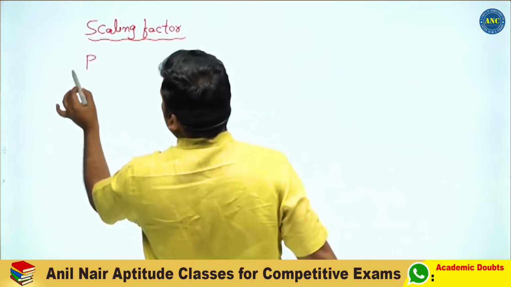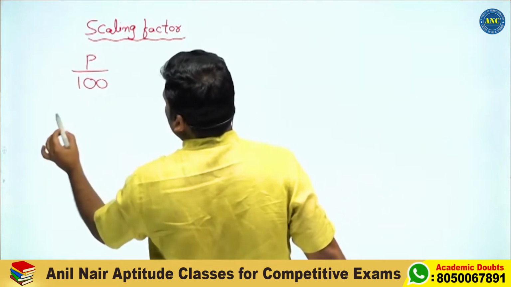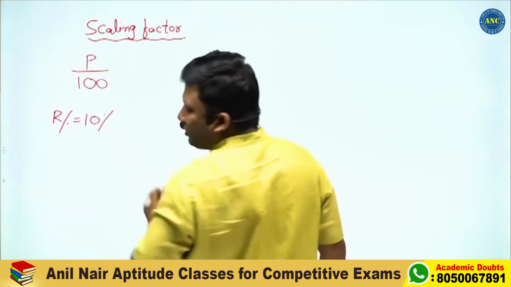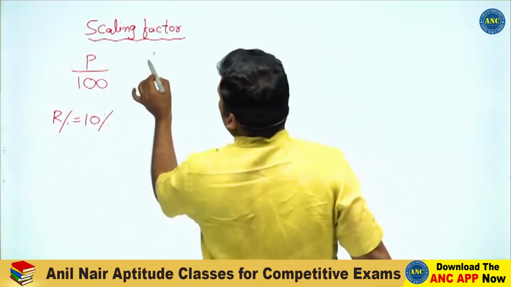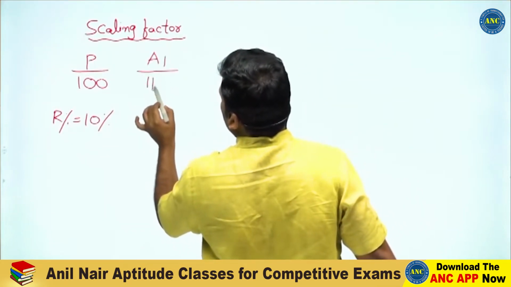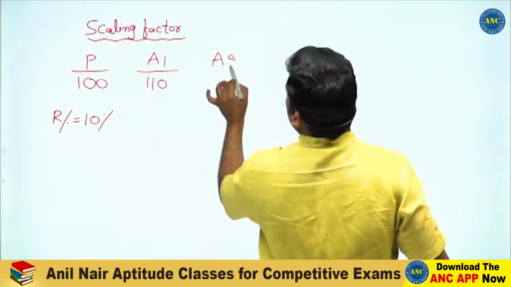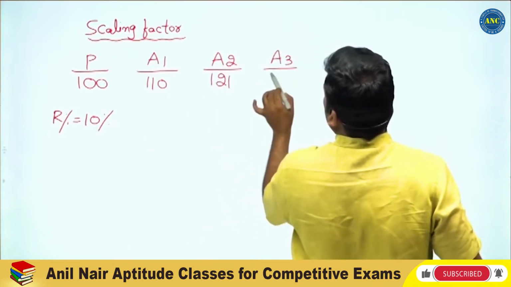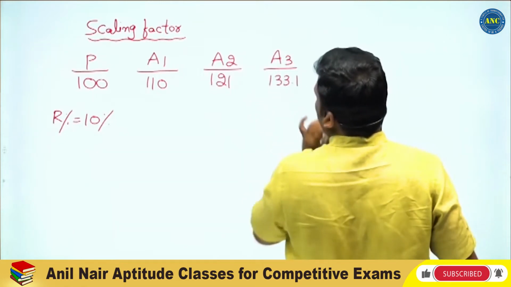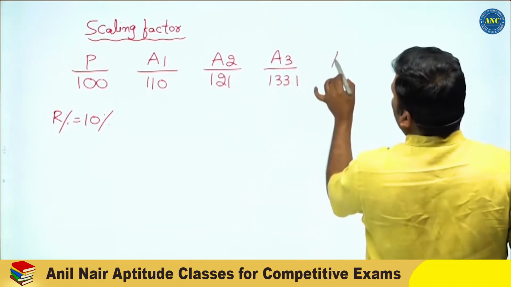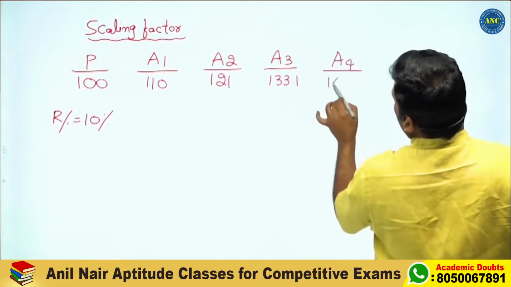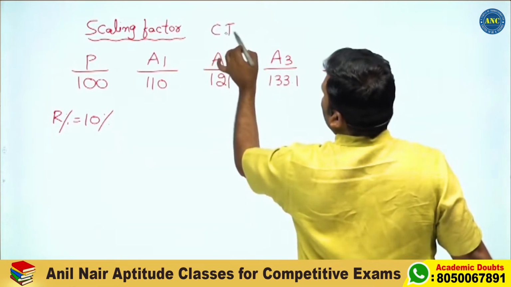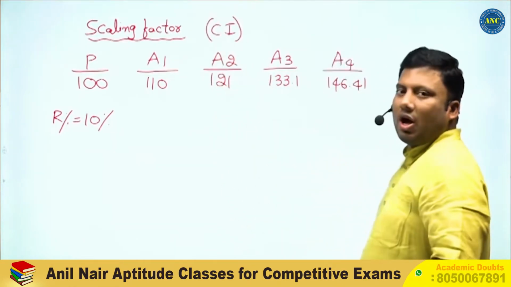Principal, let us take 100. R percentage is 10 percentage. Amount after first year, it is 110. Amount after second year, it is 121. Amount after third year, it is 133.1. Amount after fourth year, it is 146.41. All the problems are based on compound interest.